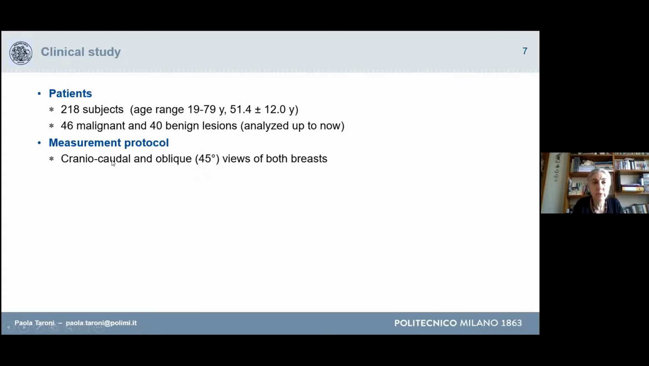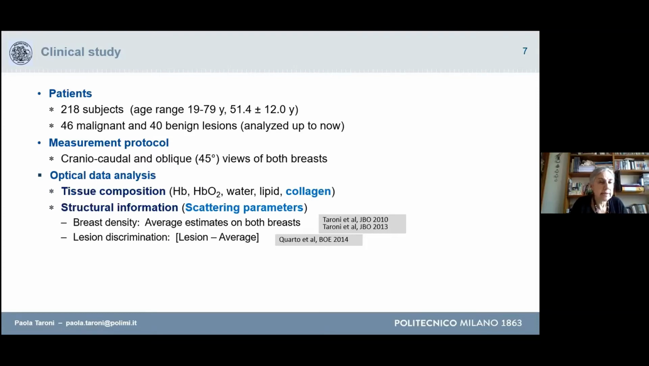For all subjects, we collected 4 images in craniocaudal and oblique view from both breasts, as in the routine designed for X-ray mammography, and we analyzed the data as I described earlier to estimate the tissue composition, blood parameters, water, lipid, and collagen, and structural information that is provided by the scattering parameters. For the assessment of breast density, we averaged all the information obtained from the different pixels of the 4 images because we're interested in an average characterization of the breast tissue of the subject.